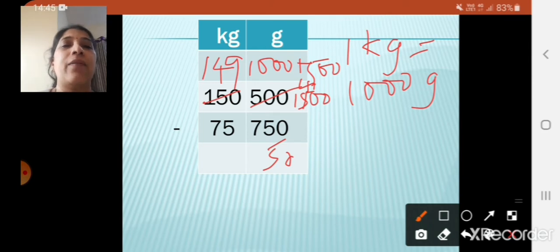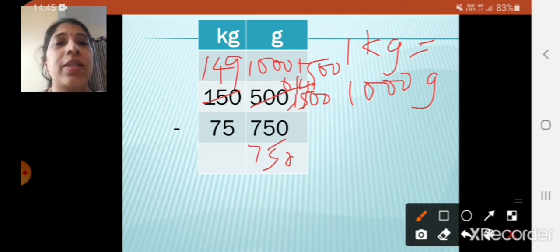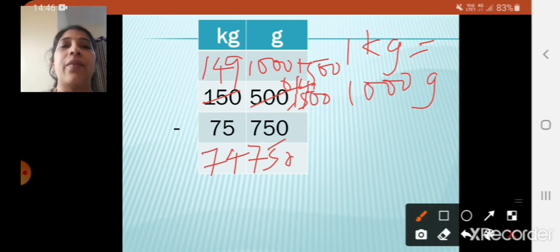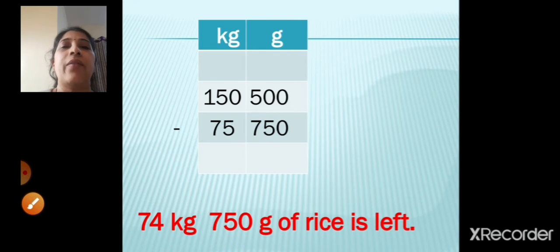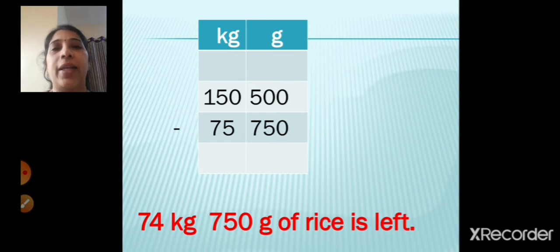Now 4 minus 7. Again you cannot subtract 4 from 7. So what you are going to do? You are going to borrow 1 from the thousands place. So in the thousands place it will become 0, and in hundreds place it will become 14. So 14 minus 7 is how much, children? 7. Now coming to the kg column. 9 minus 5 is 4. And 14 minus 7 is 7. So you got the answer as 74 kg 750 gram, right? So you will write 74 kg 750 gram of rice is left. So this is your final answer.